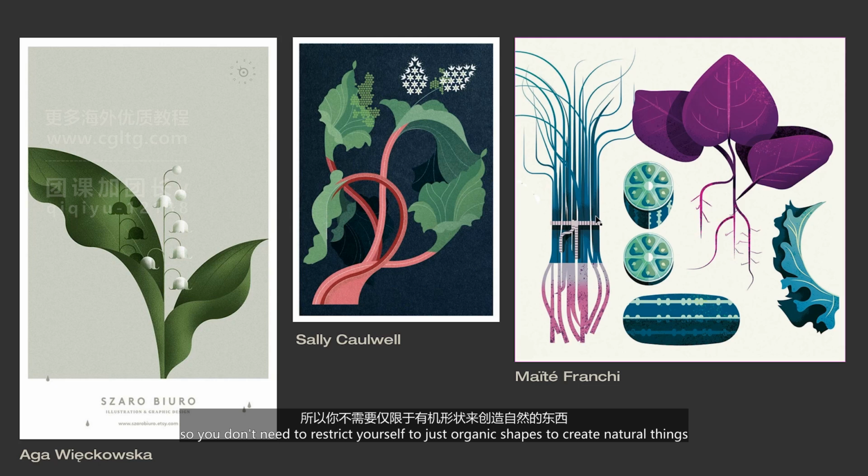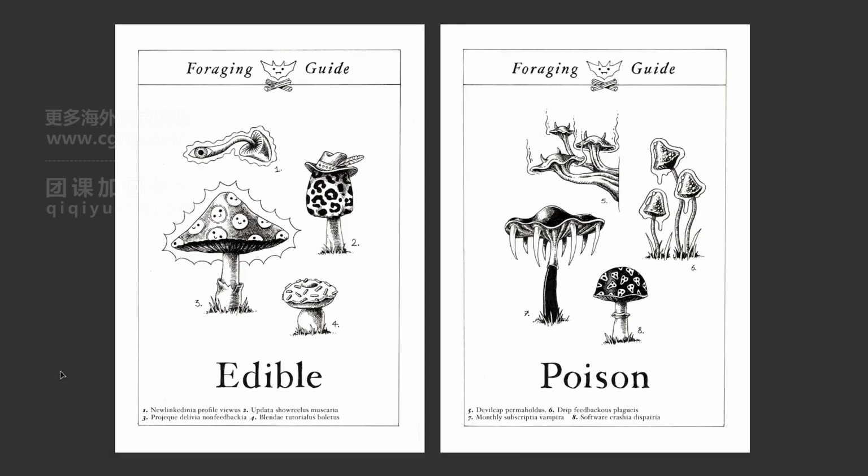So you don't need to restrict yourself to just organic shapes to create natural things, or just geometric shapes to create unnatural things. So let's take a quick look at some artwork, some illustrations that I did recently. These were for a zine for Camp MoGraph Australia. I created a little foraging guide of some mushrooms, some that were edible and some that are poisonous.